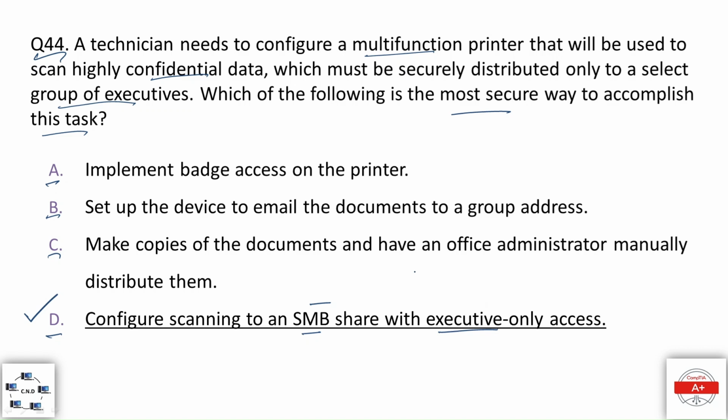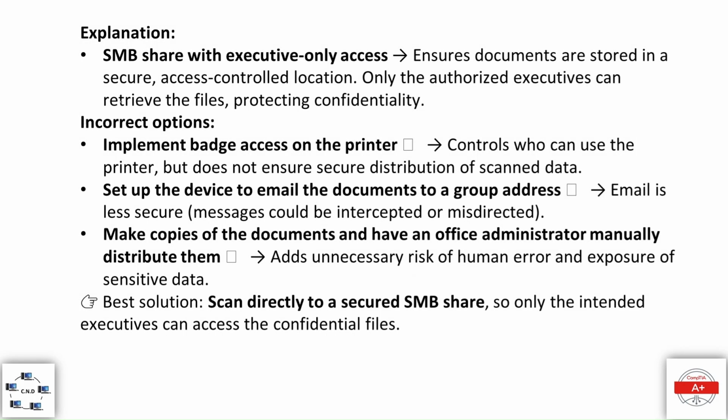Let's go through the explanation. So an SMB share with executive only access ensures documents are stored in a secure, access controlled location. Only the authorized executives can retrieve the files, protecting confidentiality. Incorrect options are implement badge access on the printer. So this controls who can use the printer but does not ensure secure distribution of scanned data.